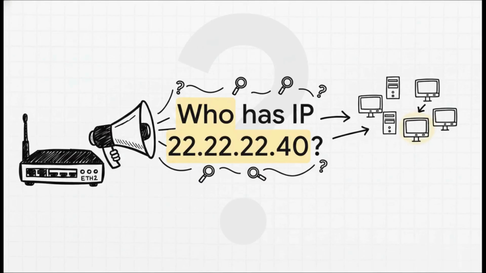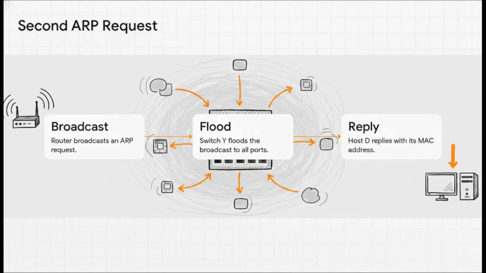The router pulls out its own megaphone. It shouts an ARP broadcast out of its ETH2 interface into the second network. Who has IP 22.22.22.40? It's the exact same ARP detective work, just happening on the other side of the neighborhood. Step 1. The router broadcasts the ARP request into the new network. Step 2. Switch Y, just doing its job, floods that broadcast to all its active ports.